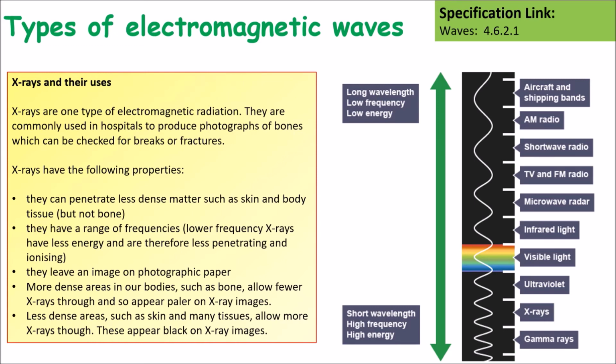So X-rays have the following properties. They can penetrate less dense matter such as skin and body tissue. They have a range of frequencies. They leave an image on photographic paper, and more dense areas of our bodies such as bone allow fewer X-rays through and so appear paler on X-ray images.